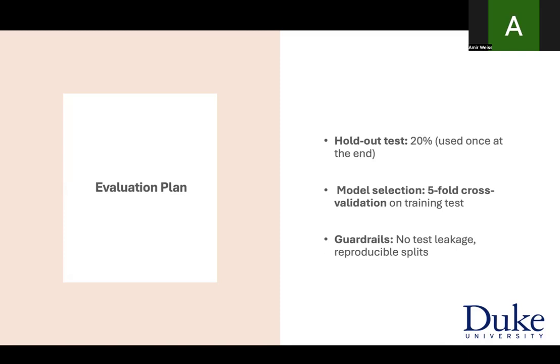Okay, so I held about 20% of the data as a final test set. And on the remaining training data, I used fivefold cross-validation to compare models. So we need to put about 20% of the total data aside as a final test set. This will reduce variance and will prevent any test leakage.